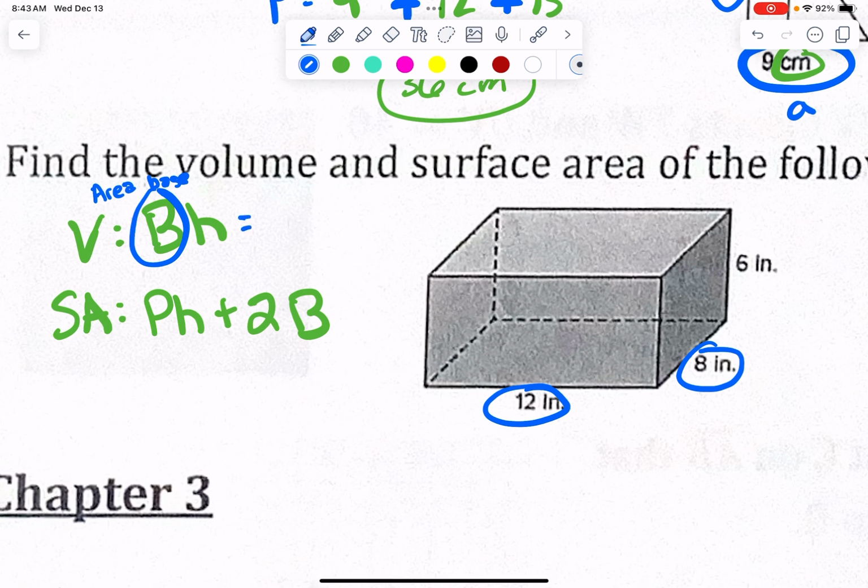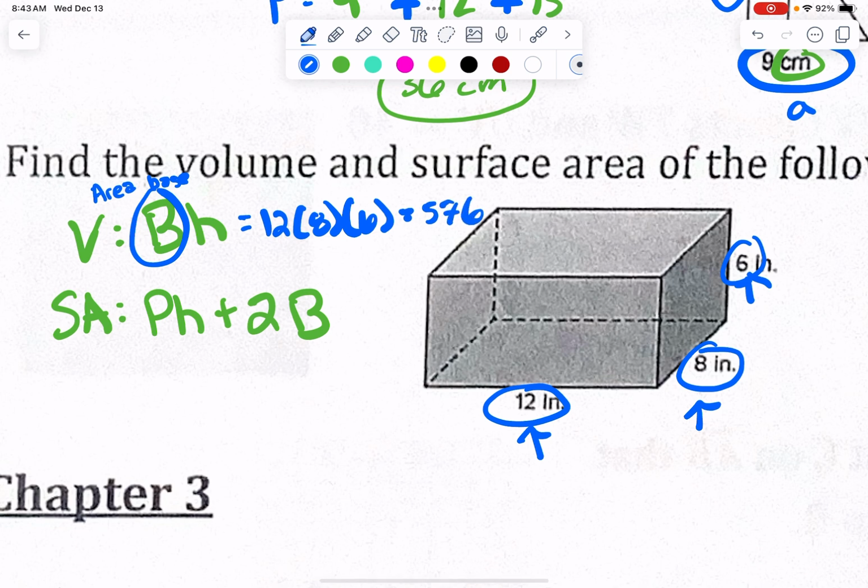Volume, you might say, is just like length times width times height, right? Just those three dimensions together, which is capital B times H. So 12 times 8 is how I get the area of the base, times 6. 12 times 8 times 6 is 576, and that is in inches cubed for volume, okay?